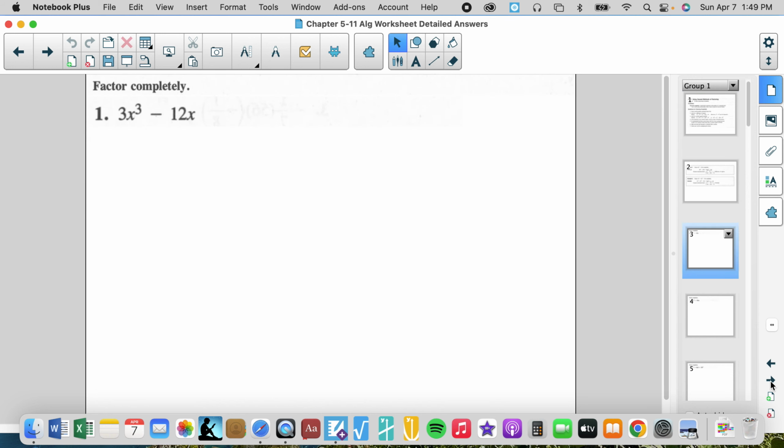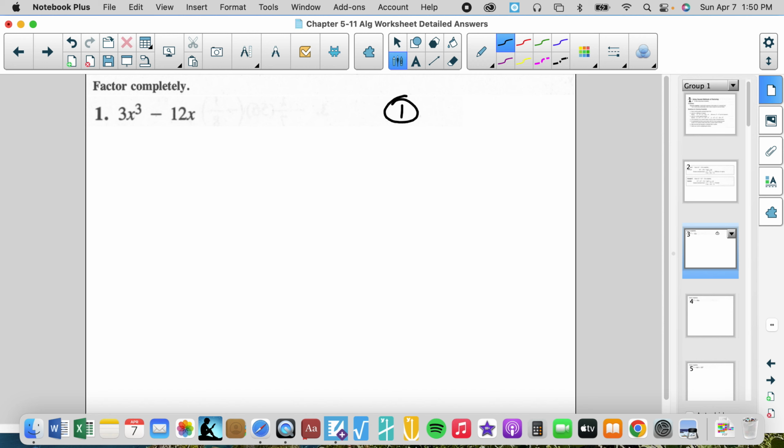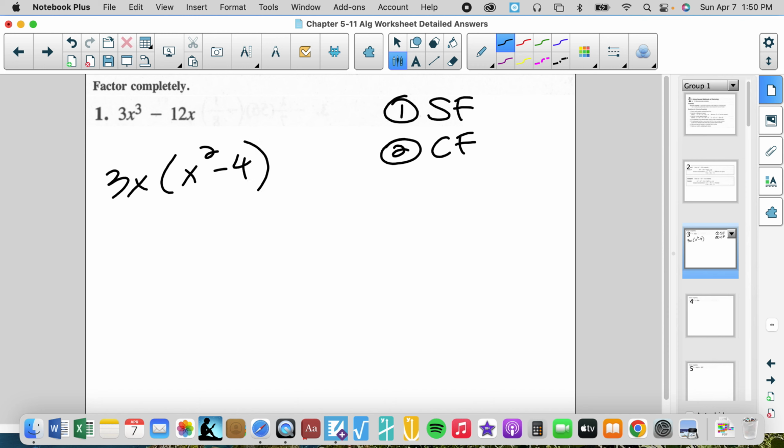Number one, we're always going to see, is it in standard form? We always have to make sure it's in standard form. It is in standard form. Is there a common factor? Yeah, in this problem, there is a common factor. There's a 3x in both of those. If we factor that out, we get x squared minus 4. And now most students would stop. Hey, I factored out a common factor. But as I mentioned in 5.10, sometimes we have to keep going.